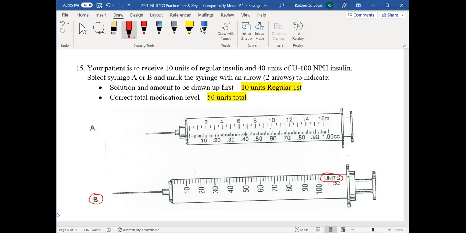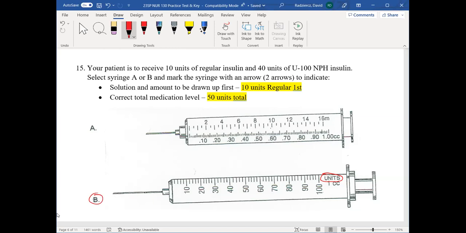It tells you to do a couple things. I've seen that some of the tests that have been updated just ask you to mark the total. For this question, I added some extra information. I wrote in that you would draw up the 10 units of regular insulin first. So I would make sure you write that down just to make sure your instructor knows that you know what you're drawing up first.